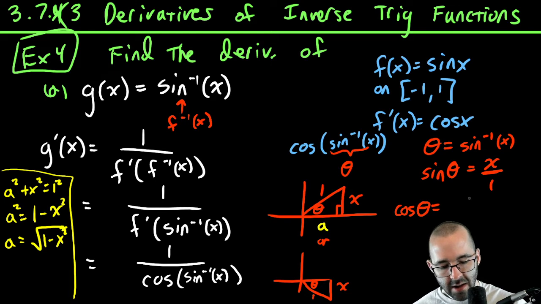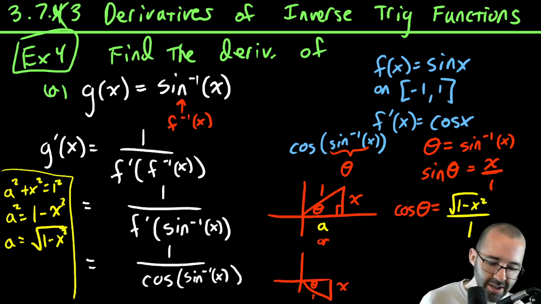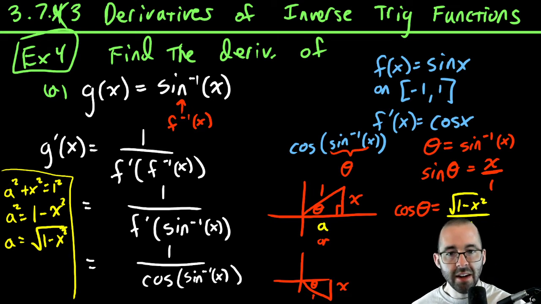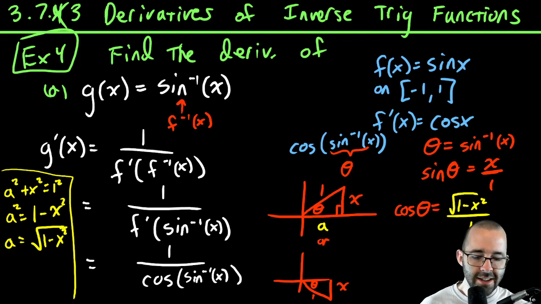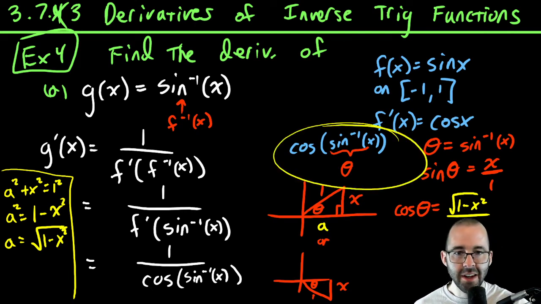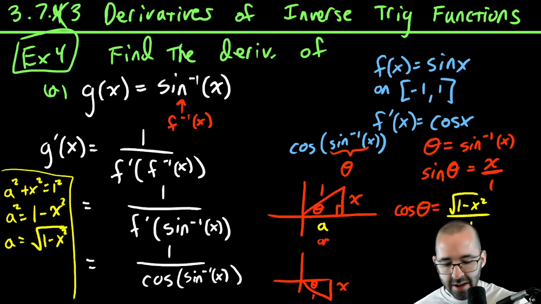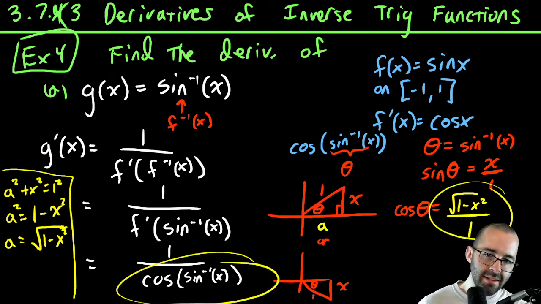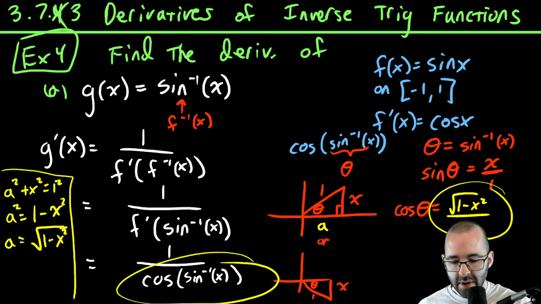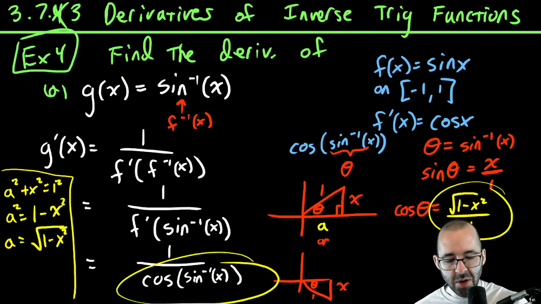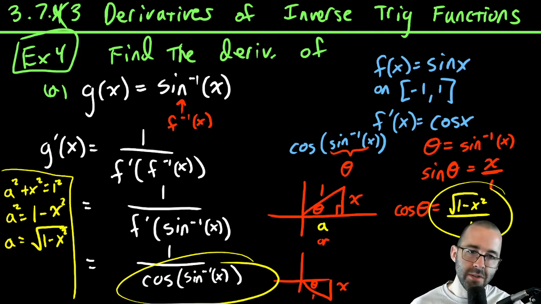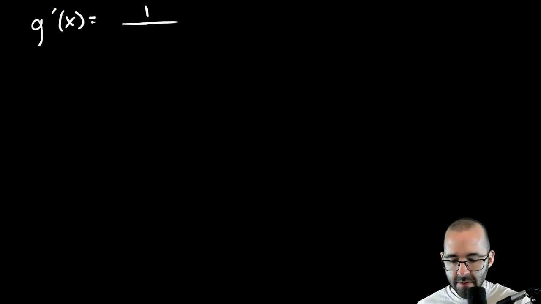So cosine is that a, adjacent over the hypotenuse, which is 1 here. Okay, oh gosh, that's going to bug me. So that is cosine of theta. That's exactly what we wanted, right? This is cosine of theta, so this denominator is that. So g prime of x is just the reciprocal of this yellow circle, which is 1 over the square root of 1 minus x squared. That's the derivative of inverse sine.